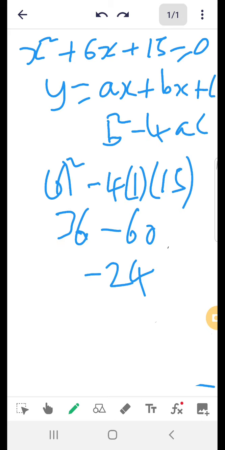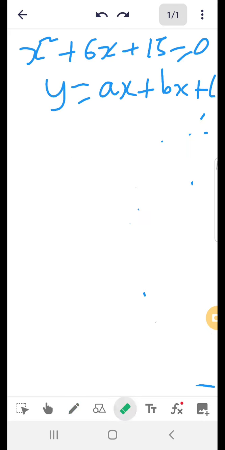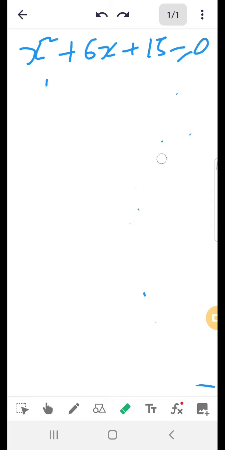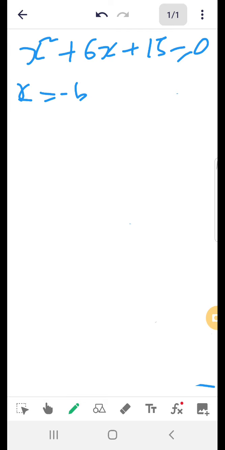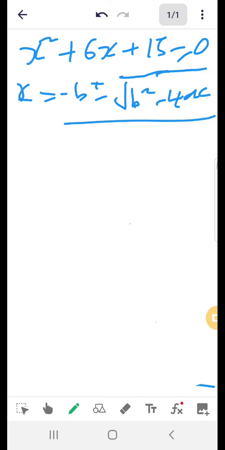We're going to focus on solving this now to prove that there is actually no solution. So we're going to use the formula method. Under the formula method, we say x is equal to negative b plus or minus the square root of b squared minus 4ac, all over 2a. This is our formula.